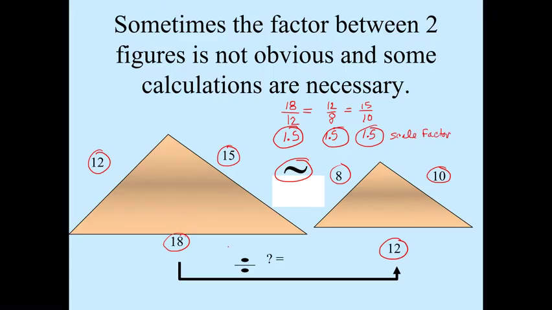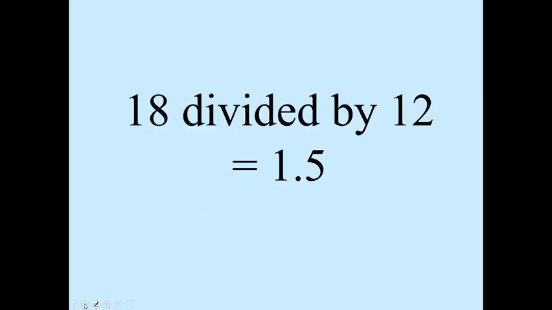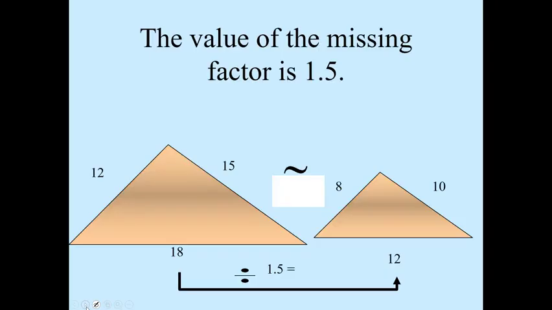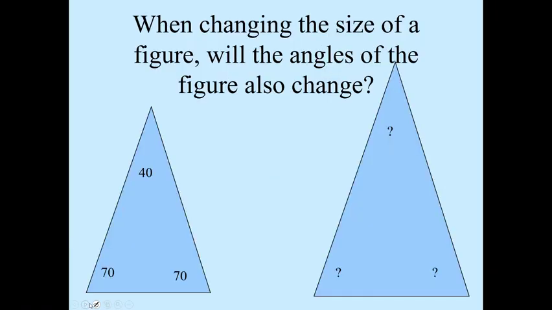Now, notice we went down. So we have got to divide by what number? 1.5. This is what we have to divide by in order to get from 18 to 12, because we're going from the larger to the what? Smaller. That means what? Divide. Okay? And there's our answer right there, guys. Okay, so let's look at this one right here.